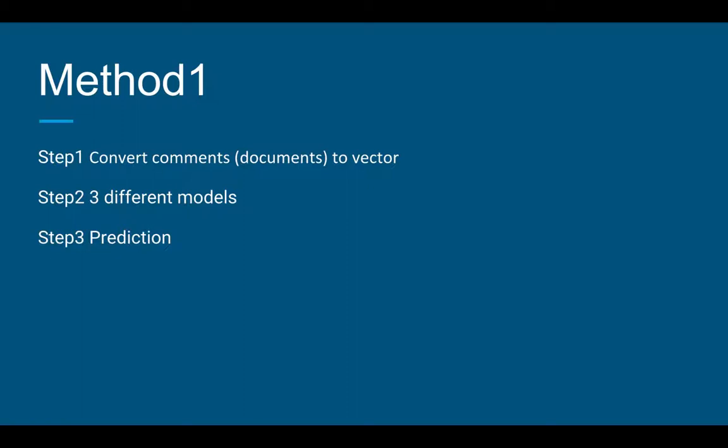Then I will demonstrate the method we use to predict similar places for the user. There are 3 steps. The first step is to convert comments to vectors. Second, we will construct the models and compare three different models. And the final step is to use the constructed model to do predictions.